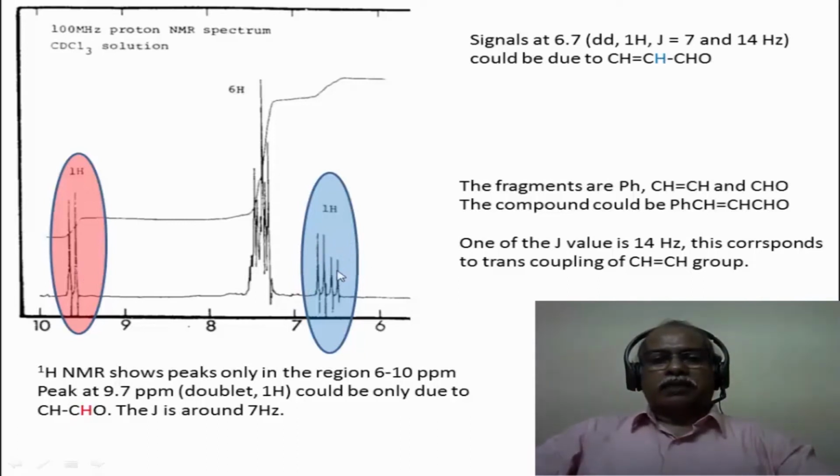If you take the center of line 1 and 2 and the center of line 3 and 4, the center to center distance will be another coupling constant, and that coupling constant turns out to be 14. If you want to do the measurement of the coupling constant, take a ruler.